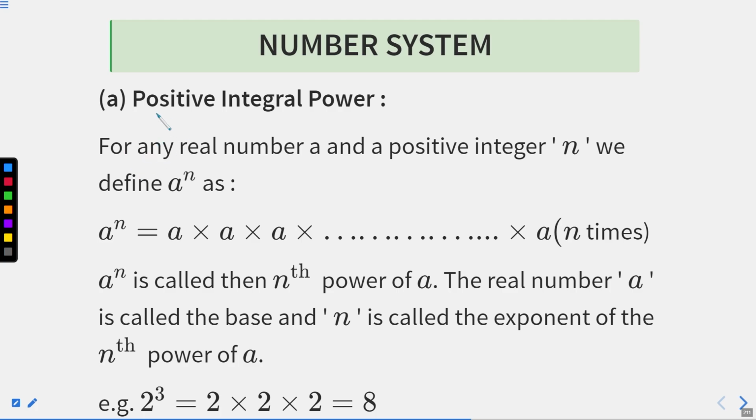As the name suggests, the power means, if I have a number as base, and there is some n, it means the number of times a is multiplied by itself, and it is named the exponent or indices. I hope this is clear. Let me give you an example.